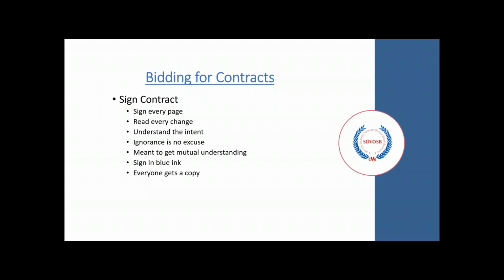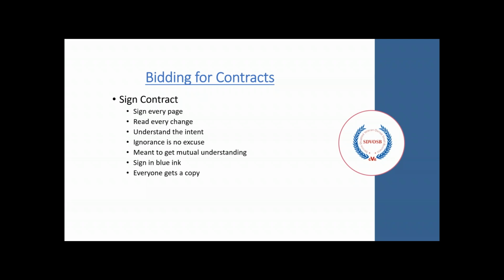When it comes to signing the contract, it is important to sign every page of the contract to show that all information has been received and reviewed. Any change made to the bid documents in the contract needs to be read, acknowledged and understood. There needs to be an understanding of the general intent of the contract.